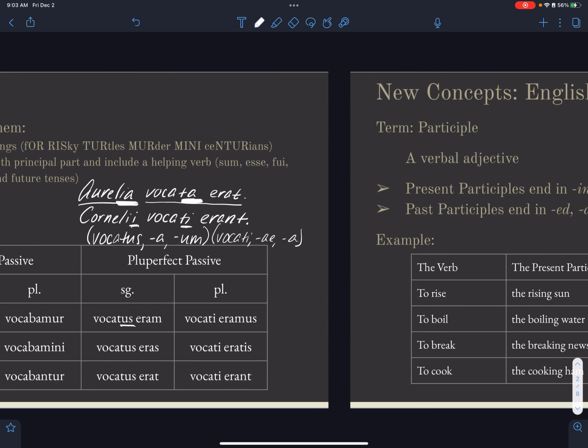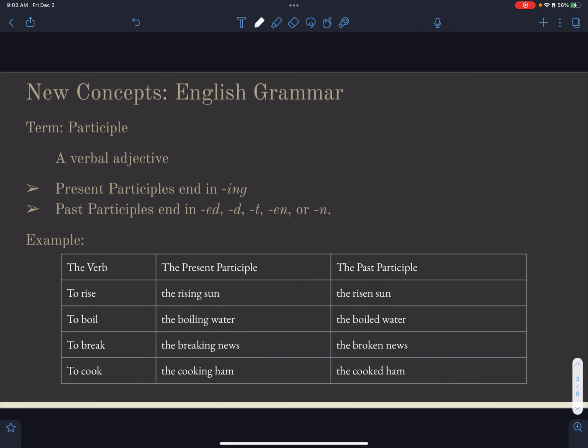Again, if you need more time on this slide, just go back. I will post this video. You can find it linked up on the daily schedule. Okay, so some new concepts. Let's talk about English grammar. I know some of us don't have formal training in English grammar, and that's okay. That's just the way education is now.